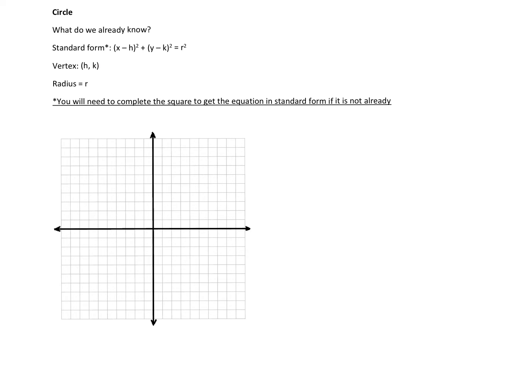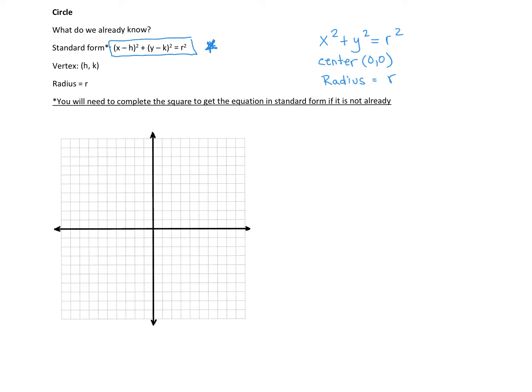We've already talked about circles earlier, and the standard form of a circle is (x - h)^2 + (y - k)^2 = r^2. In this case, the center is (h, k) and the radius is r. We also know that if it just says x^2 + y^2 = r^2, our center is going to be (0, 0), and our radius will still be r. And if it's not in this standard form, we're going to have to complete the square, which is why we just reviewed that.